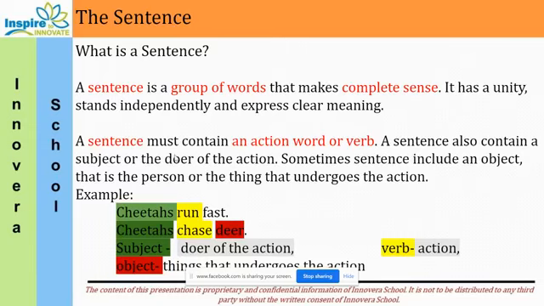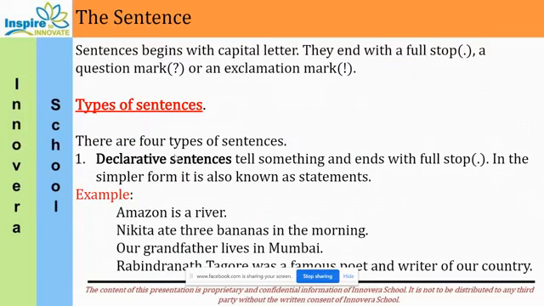Now first of all you need to understand what is a sentence. A sentence is a group of words that makes complete sense. This is called a sentence. Then we discussed types of sentence. In that we discussed declarative sentence. What is a declarative sentence? It is also known as statements. It is a simple sentence, and it starts with a capital letter and ends with a full stop.